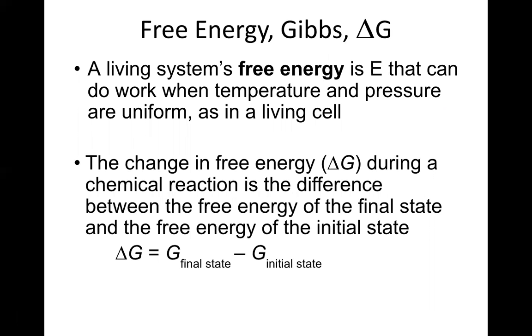In a living system, free energy really is the energy that can do work when the temperature and pressure are uniform, as in a living cell. The change in free energy during a chemical reaction or during a process is the difference between the free energy of the final state and the free energy of the initial state, or the difference of the free energy of the products and the reactants.